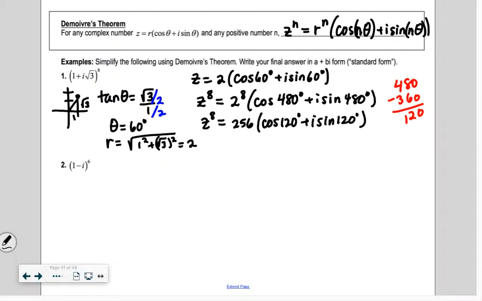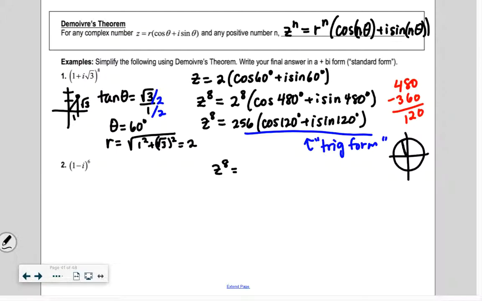And that would be the answer in trigonometric form. So if I said to leave it in trigonometric form, you're good. That's it. Okay? So all of this would be trig form. But if I want you to go further and write it in a plus bi form, we got to figure out what cosine of 120 is. So cosine of 120 is going to be the x value on your unit circle that's just slightly off of 90 degrees, right? 30 degrees away from 90 degrees.